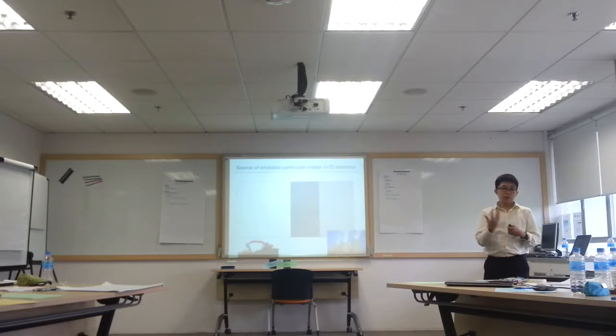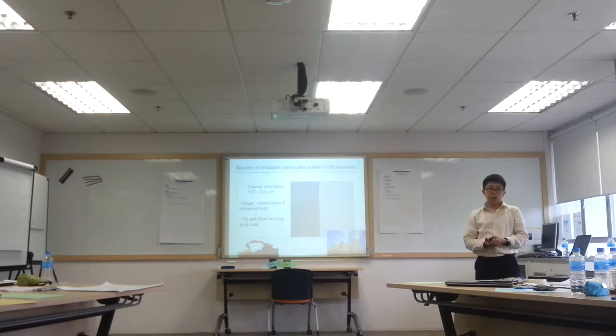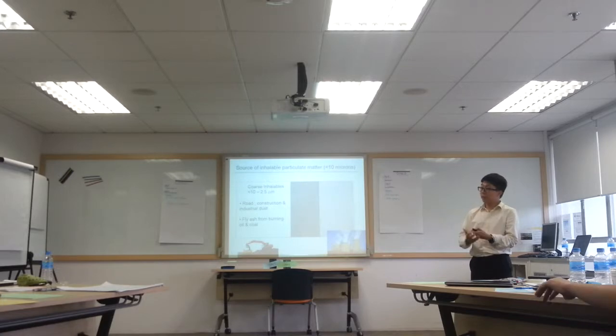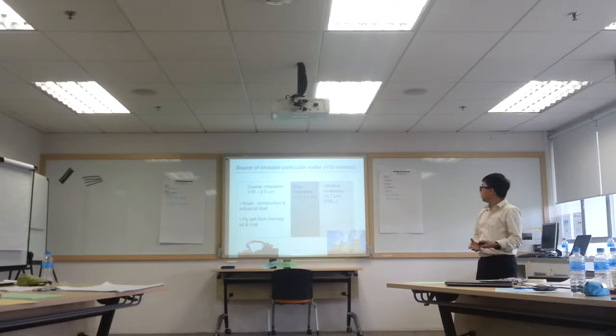I also need to tell you where the sources are coming from. The bigger particles come from roads, construction, industry emission, and fly ash from burning oil and coal. When you burn oil and coal, you have a byproduct of fly ash. Now they are recycling the fly ash as well for cement mixing. The even finer particles come from burning fossil fuel, and vegetation, which means forest fire.